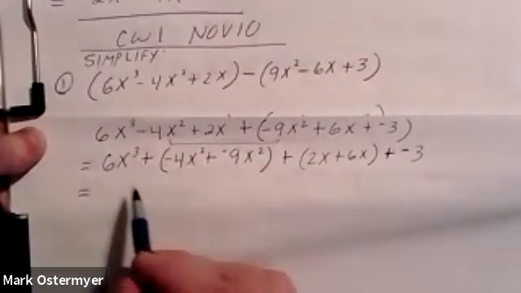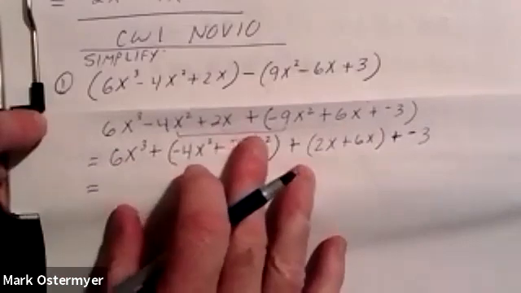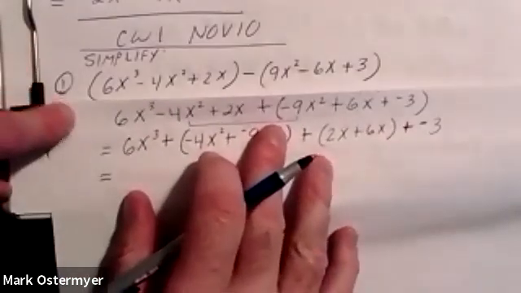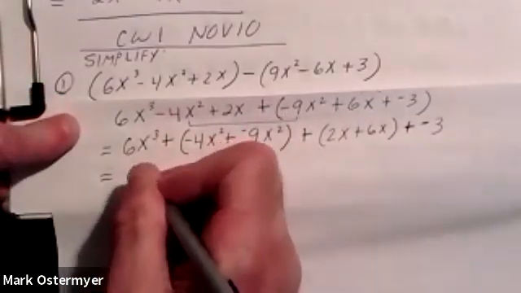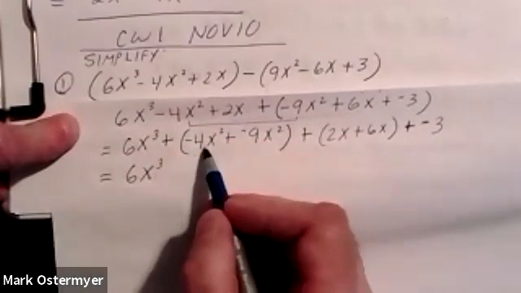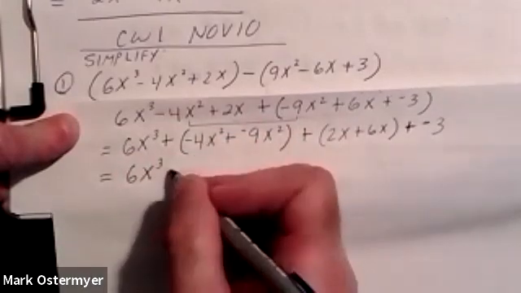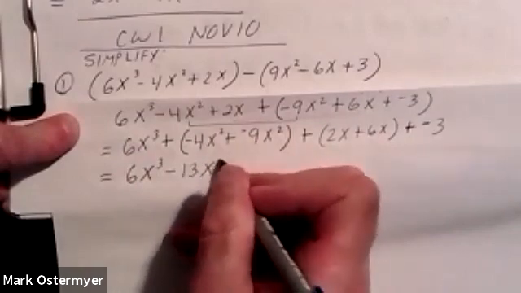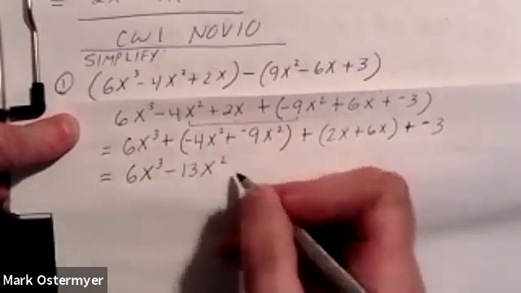All right, so now we're going to have 6x cubed. Negative 4x squared added to negative 9x squared is a minus 13x squared. 2x plus 6x is plus 8x.